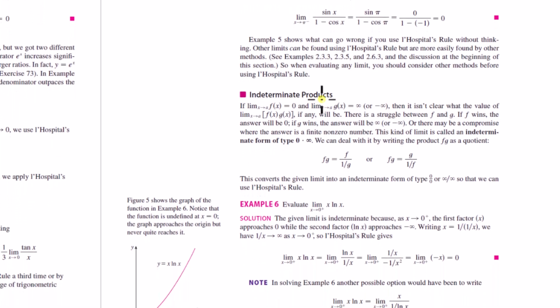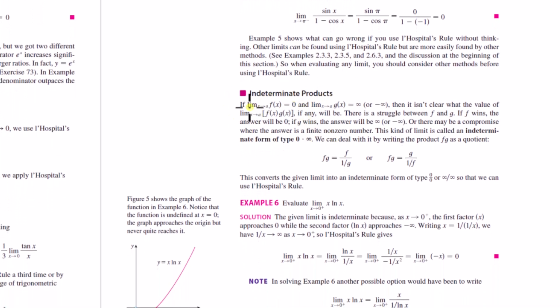Indeterminate products. So we just went over these two indeterminate forms, and I explained why they're indeterminate. And again, these two are not indeterminate. So we've just gone over two indeterminate forms so far. Now we're going to go over some more.